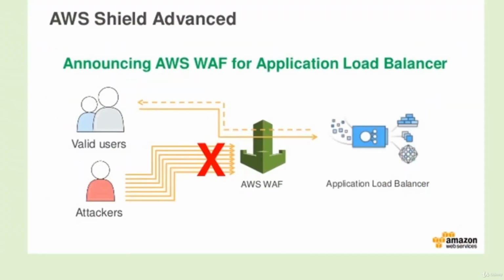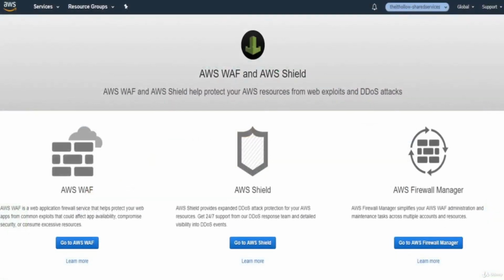With the AWS Shield Advanced Protection, you get a valid user and attacker distributor, and you automatically get mapped with the application load balancer. Obviously, it will cost you a much higher amount. The WAF and Shield protection could be created directly from the dashboard. You could create a WAF account, a Shield, Advanced Shield, or a Firewall Manager, which may simplify your administration and maintenance across multiple accounts. You could go to those options and create your protection environment.